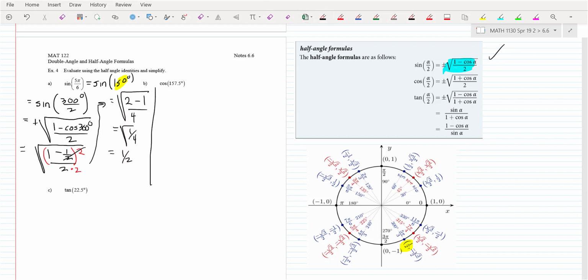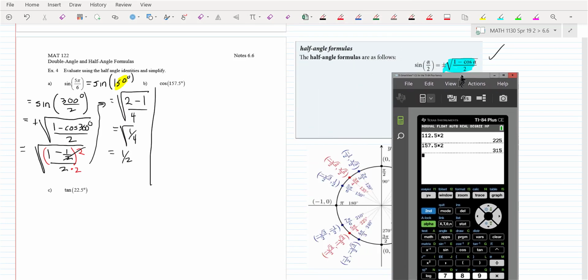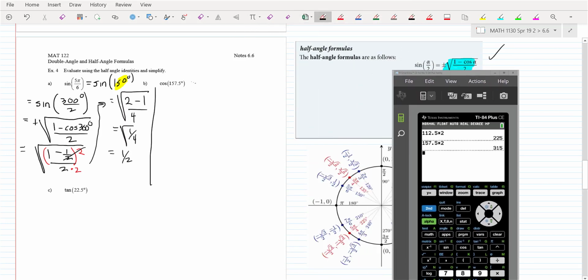Okay, the next one. So I think we already did this earlier, and I think we got 315. So if you double the angle, you get 315. So the way we're going to write this one in the identity is like this. I think we already set this up on the previous page. So really, we just write this as the cosine of 315 degrees divided by 2. Okay? So again, we're in quadrant 2. The original angle's in quadrant 2, and the cosine is negative in quadrant 2.